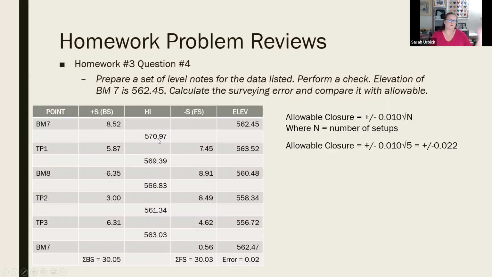First one, we went back and we set it up in the middle between benchmark 7 and our turning point 1. Then we just kind of leapfrogged ahead. In order to get back to benchmark 7, we had to set up our tripod and our system 5 times. So that's what we're looking for there. So that means that our allowable closure error is 0.022. So that's what the standards say our adjustment range is.